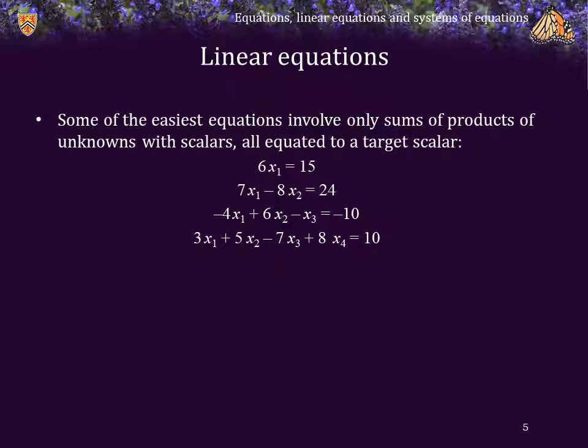Now, some of the easiest equations to deal with involve only sums of products of the unknowns with scalars, all equated to a target scalar. So in the first case, we have 6 times x1 is equal to 15. In the second, we have a sum of two products of two unknowns, x1 and x2, each multiplied by an appropriate scalar, equaling the target scalar 24. And so on and so forth. And you can do this with an arbitrary number of variables. Such equations are called linear equations, and they are core to this course.